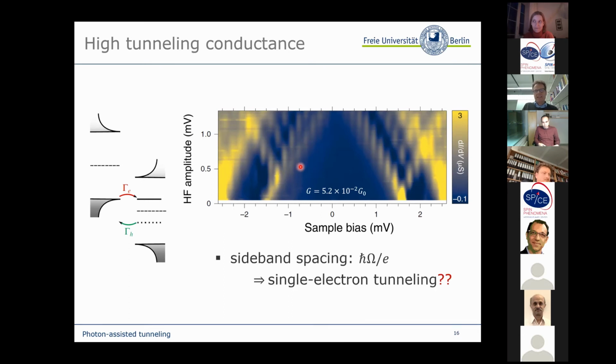But then if you analyze the sideband spacing, you're in for a surprise, because it turns out to be equal to h bar omega, despite the fact that one expected that there would be a 2-electron process going on in the system. So there are 2 puzzles here. What is the origin of the Y-shape, and why is the sideband spacing actually h bar omega over e rather than h bar omega over 2e?